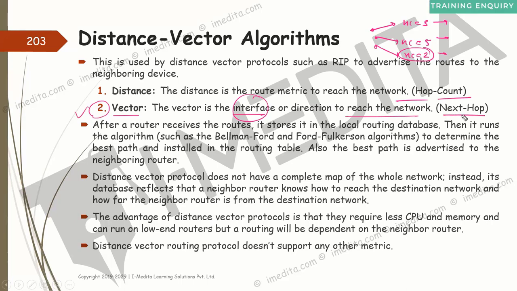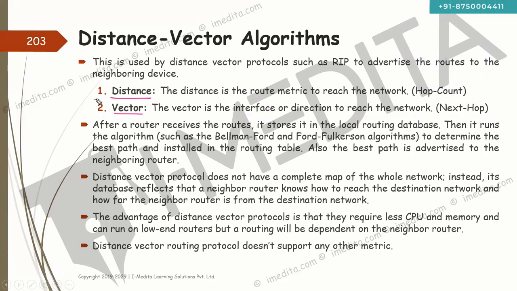So whichever next hop, like I have to reach a certain destination, and if I go in this direction, I have to cross the least amount of hops. I have to change the least number of networks. So I'm going to select this path as the best path. The packet will be sent from this router to the next router, then from here to the next router, and from here towards the destination. So distance vector routing protocols work based on distance and vector.